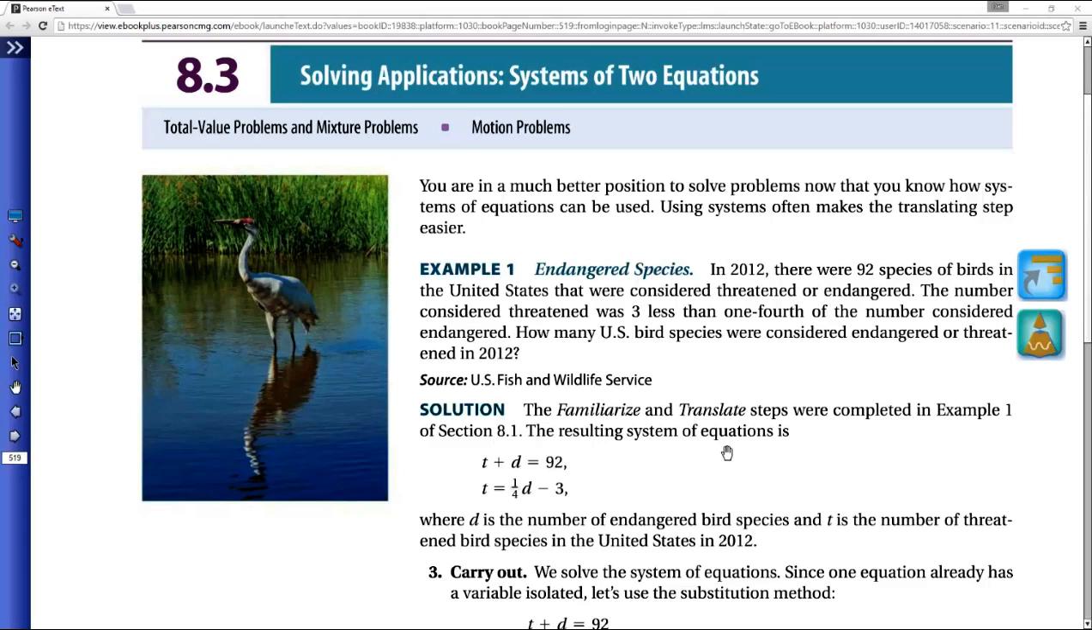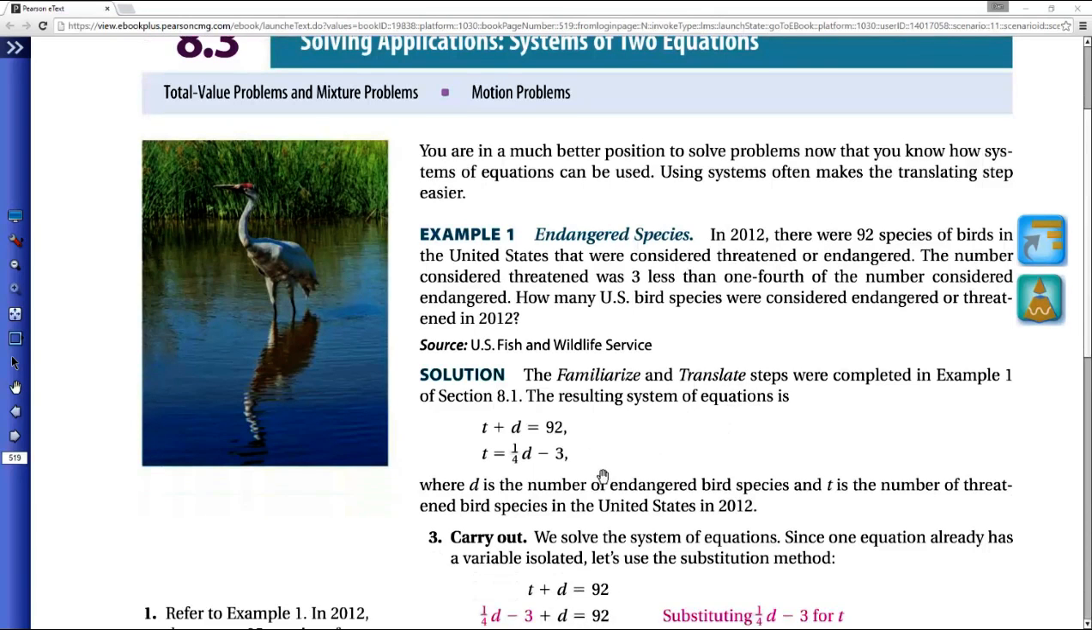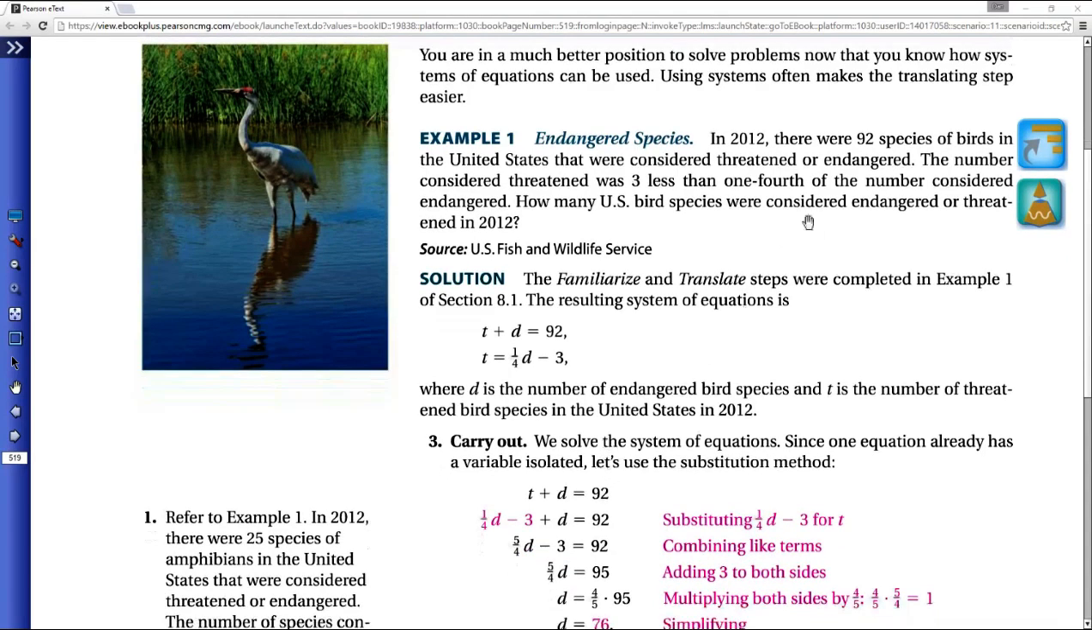Define the variables. They kind of start with the equations, but I would start reading this and say the number of threatened, let's call that T, and endangered they call D, and let's start putting the variables in there. T was 3 less than one-fourth D, if we did it that way. So that starts writing equations for me. In fact, that little statement right there writes this equation.